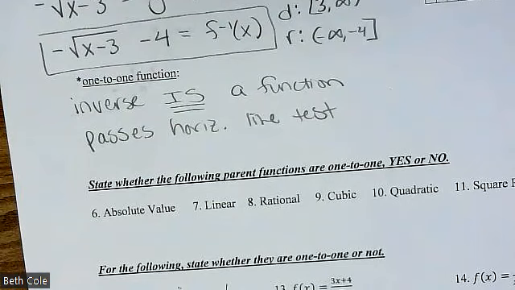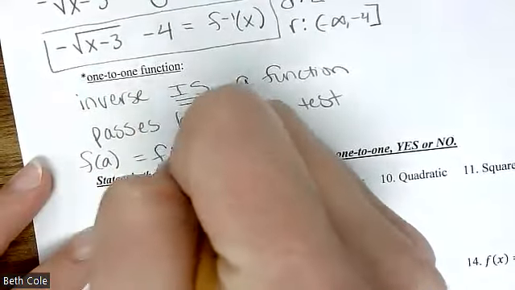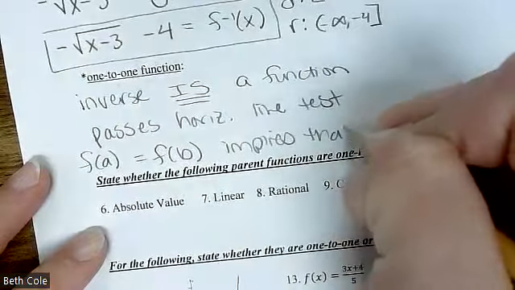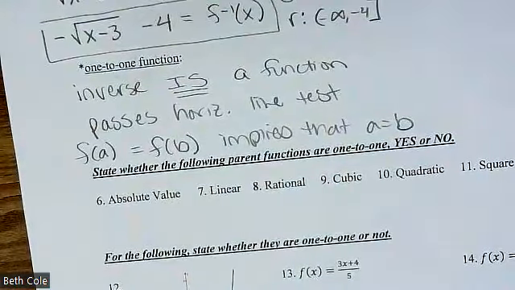If you don't have a graph, or getting a graph would be exceedingly difficult, you can work it out algebraically. F of A equals F of B implies that A equals B. And I realize that doesn't make any sense to you right now, but I have a couple on here we'll look at. I'll show you what that means. It's not hard.